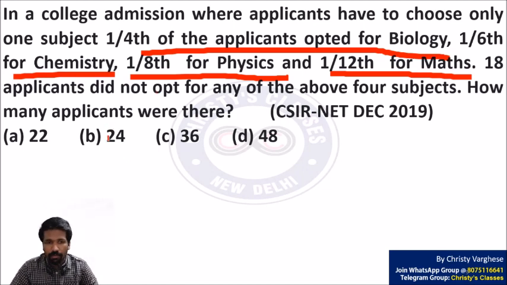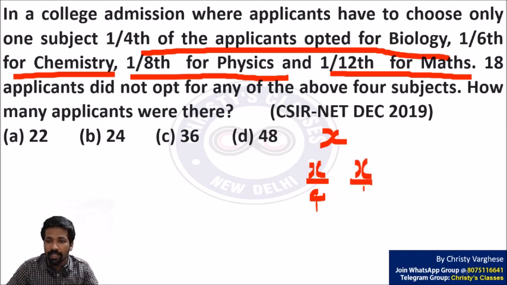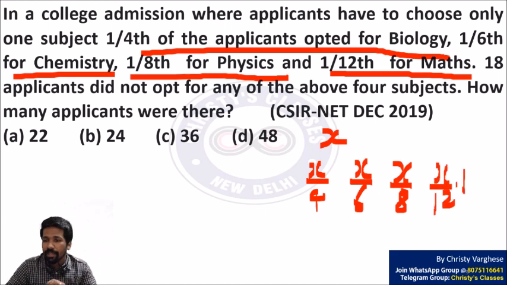What is the direct method of doing this question? You can form an equation. Let x be the required unknown. Total x applicants are there. If x applicants are there, biology applicants will be x by 4 in number, chemistry applicants will be x by 6, physics applicants will be x by 8, mathematics applicants will be x by 12, and no-subject applicants will be 18 in number.